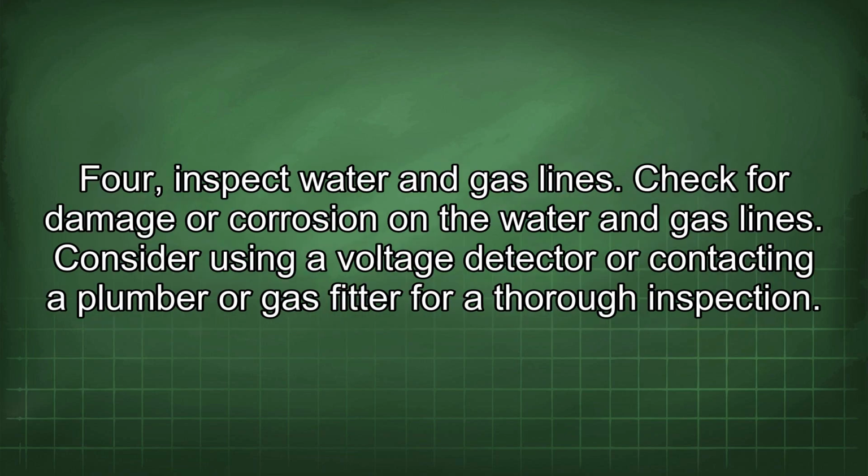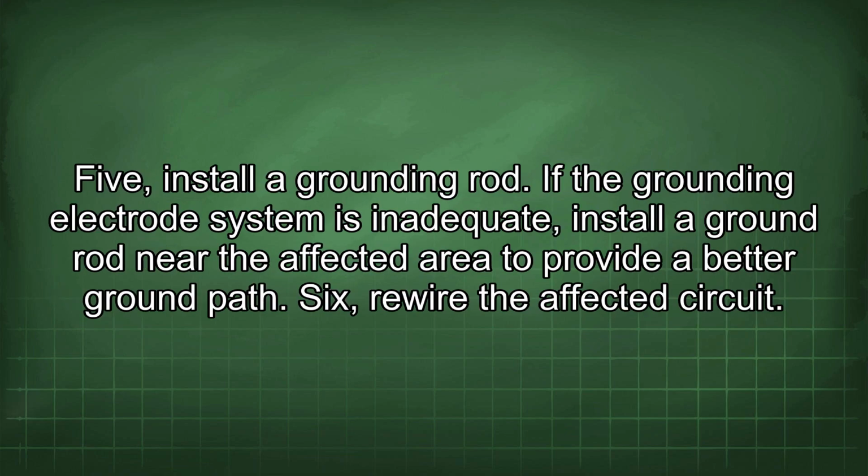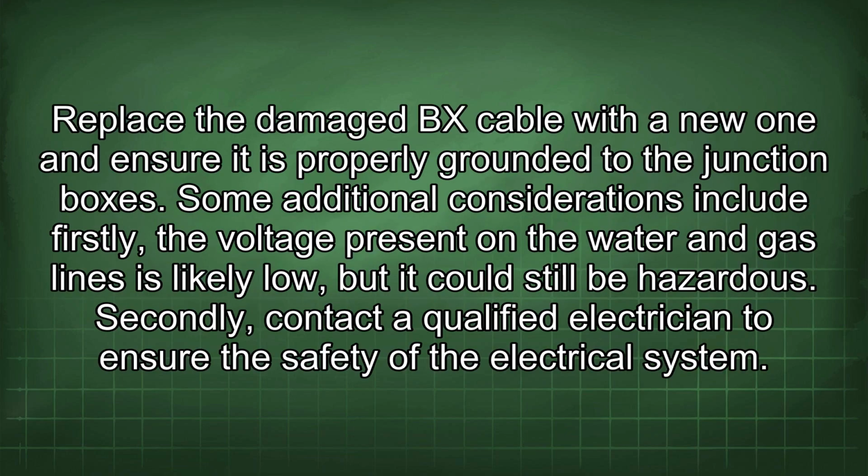4. Inspect water and gas lines. Check for damage or corrosion on the water and gas lines. Consider using a voltage detector or contacting a plumber or gas fitter for a thorough inspection. 5. Install a grounding rod. If the grounding electrode system is inadequate, install a ground rod near the affected area to provide a better ground path. 6. Rewire the affected circuit. Replace the damaged BX cable with a new one and ensure it is properly grounded to the junction boxes.